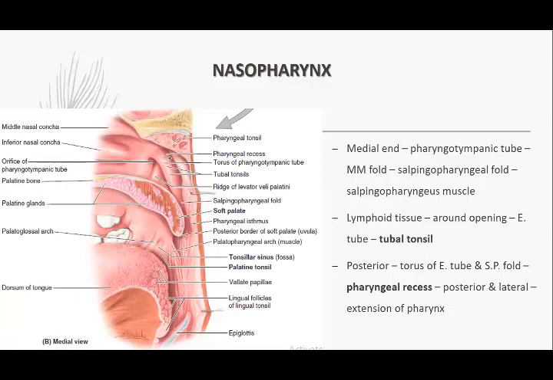उस fold of mucous membrane को salpingopharyngeal fold कहते हैं. Okay? अच्छे जी. अब यहाँ पे देखिए, lying immediately posterior over here to the salpingopharyngeal fold, immediately posterior to the salpingopharyngeal fold.